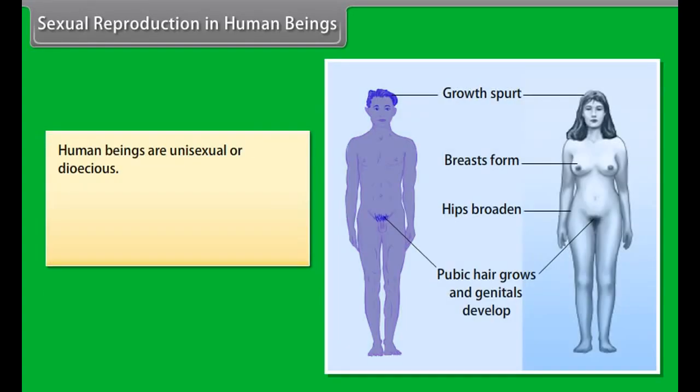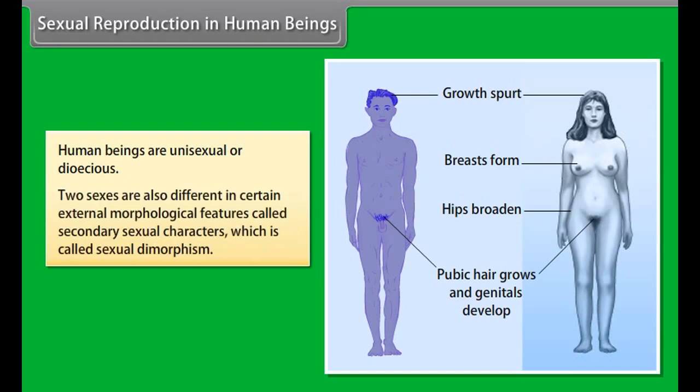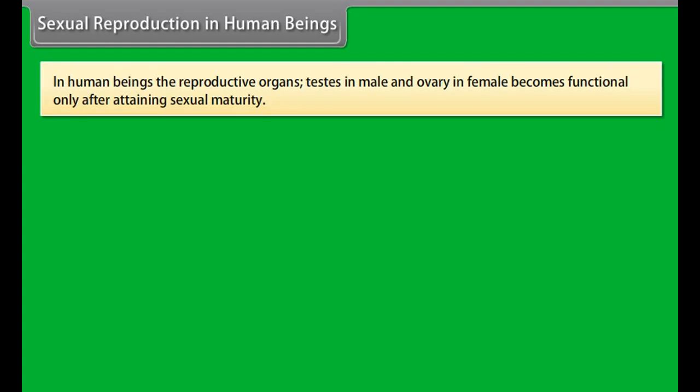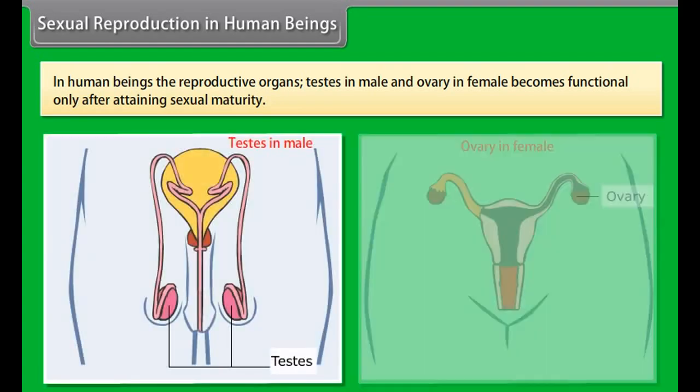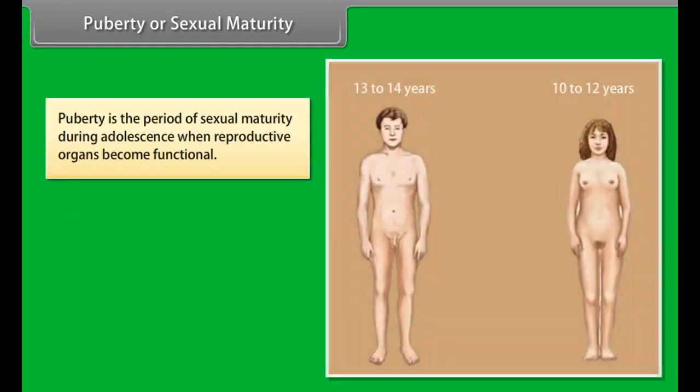Sexual reproduction in human beings. Human beings are unisexual or dioecious. The two sexes also differ in certain external morphological features called secondary sexual characters, which is called sexual dimorphism. In human beings, the reproductive organs, testes in male and ovary in female, become functional only after attaining sexual maturity, puberty. Puberty is the period of sexual maturity during adolescence when reproductive organs become functional.